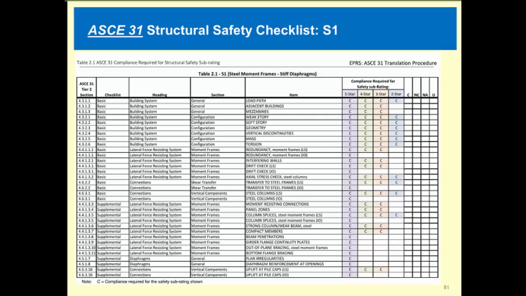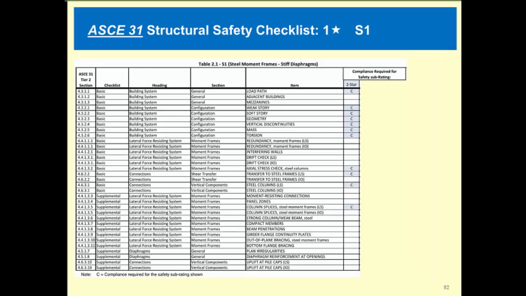And I'll go into how you determine whether or not you have a 5-star, 4-star, 3-star, 2-star, or 1-star type building. So we'll start off with the 1 stars. What does it mean to have a 1-star type building? You would go into the checklist that I showed previously and look to see whether or not, say for the load path, that load path item in your checklist is compliant. If it is, okay, you would follow that through for weak story, soft story, geometry, and so on. So any item that has a C next to it, you need that in order to demonstrate that it is at least a 2-star safety subrating.